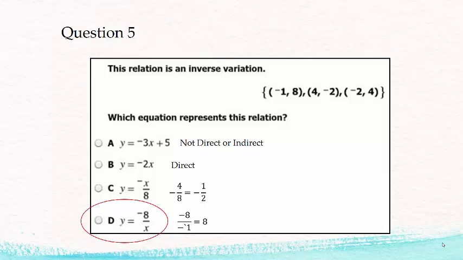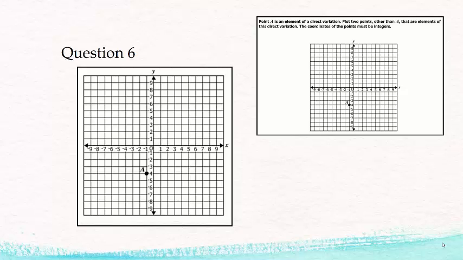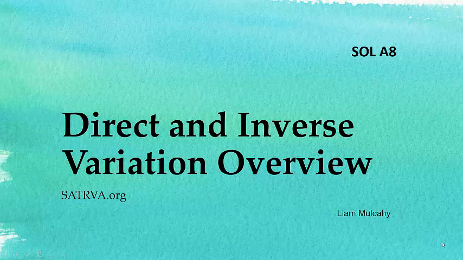Alright, so now the next one, they want 2 points this time. So we're going to put one at the origin. That's easy. And then we're going to keep that slope, up 4 over 1. Up 4 over 1.